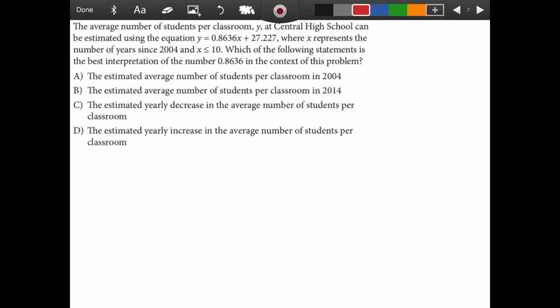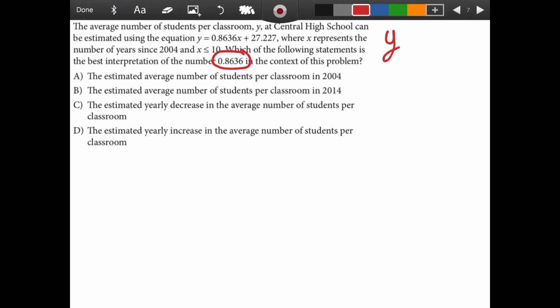Second example, we have the average number of students per classroom, Y, at Central High School, can be estimated using the equation Y equals 0.8636x plus 27.227, where x represents the number of years since 2004 and x is less than or equal to 10. Which of the following is the best interpretation of the number 0.8636 in the context of this problem?